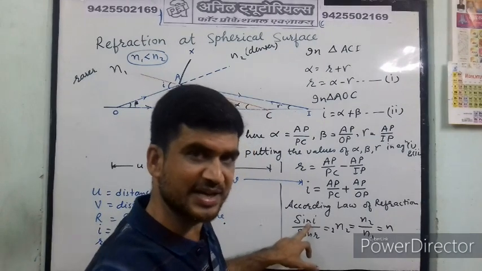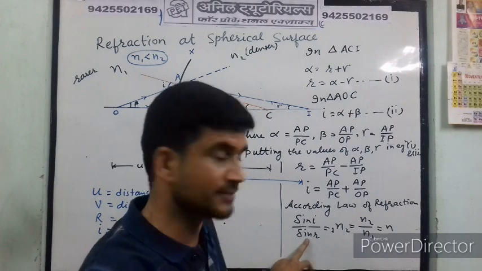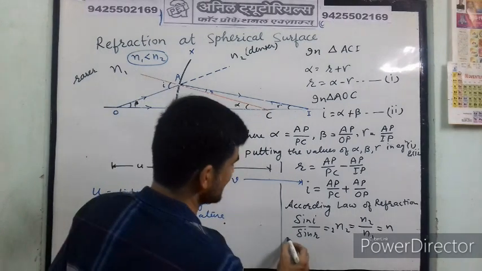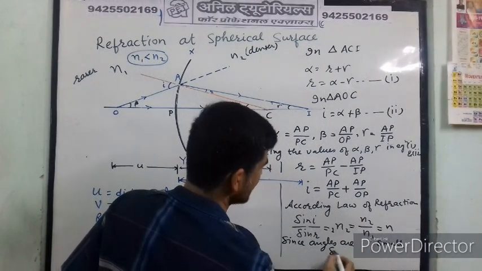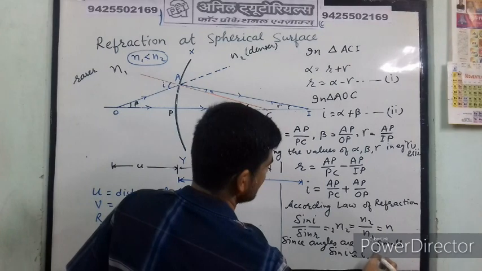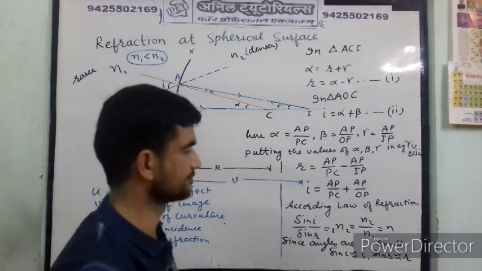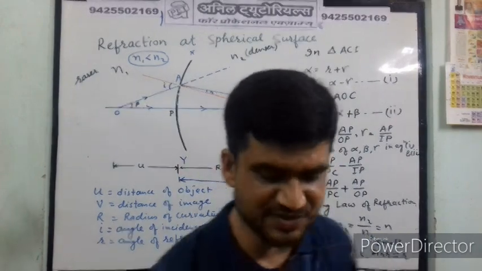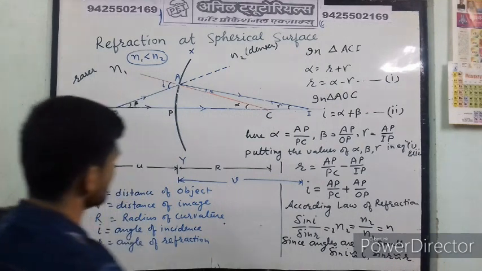Sin i equals angle i and sin r equals angle r, measured in radians, remember. Since the angles are very small, we can write sin i is nearly equal to i and sin r is nearly equal to angle r. Clear? So hence this equation becomes very easy.